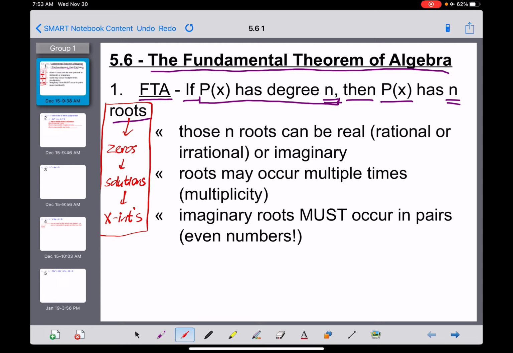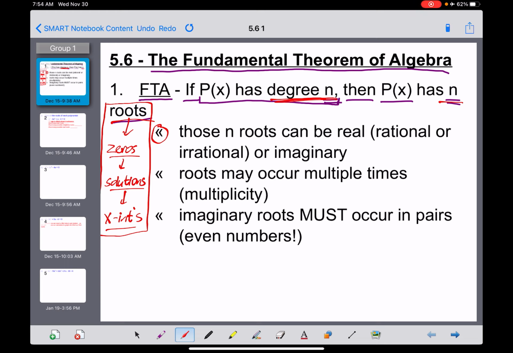So this is something I've been trying to get across to you guys so far in this chapter, and I think most of you are catching on to it pretty well, that whatever the degree of your polynomial is, that's how many roots or zeros or solutions or x-intercepts you should probably expect. However, there are three little things I want to make sure that everybody knows. Here's the first little bullet point right here.